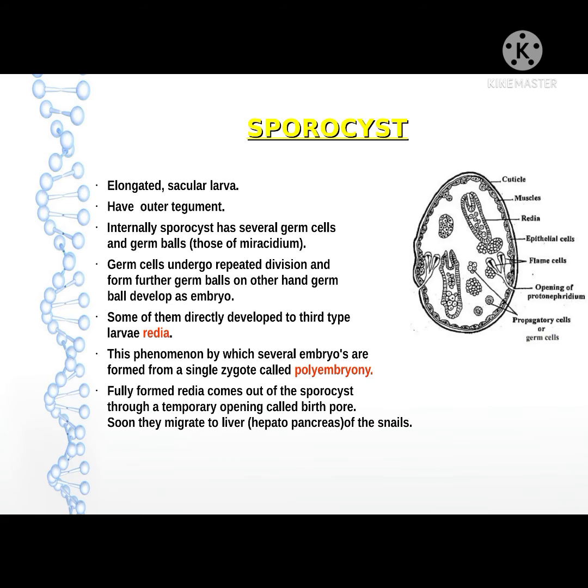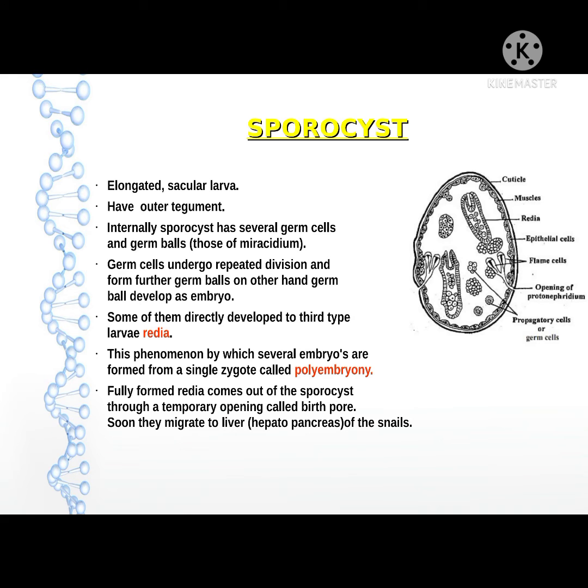Second larval stage, sporocyst. Sporocyst is an elongated and saccular larva. Its body wall consists of an outer tegument, a middle muscular layer, and an inner mesenchymal layer. Internally, the sporocyst has several germ cells and germ balls, like those of the miracidium.